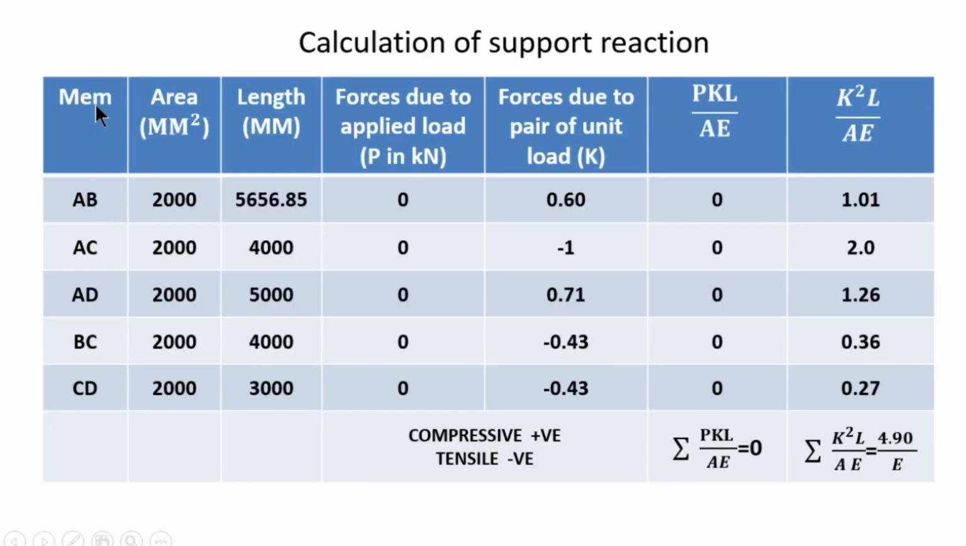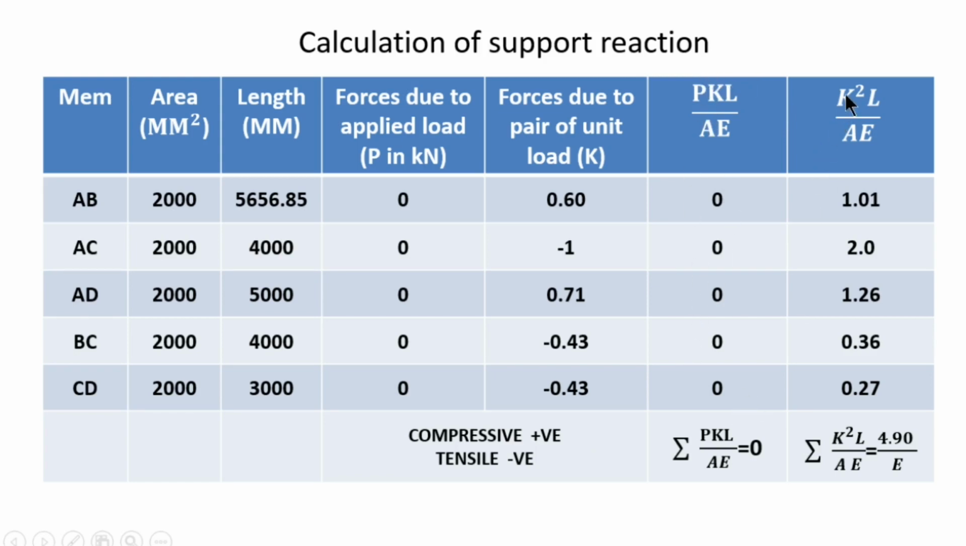Then as per our table, these are the members AB, AC, AD, BC and CD, and the area of the members is the same, that is 2000 mm square. Length of the member is in mm. Now there is no vertical load or external load, that is why this P value is 0. Then this is K, the force developed in the members due to the unit load, and those are 0.6, minus 1, 0.71, minus 0.43, minus 0.43. Here we have taken the sign convention as compression force positive and tensile force negative. And here P is 0, that is why sigma PKL is 0.